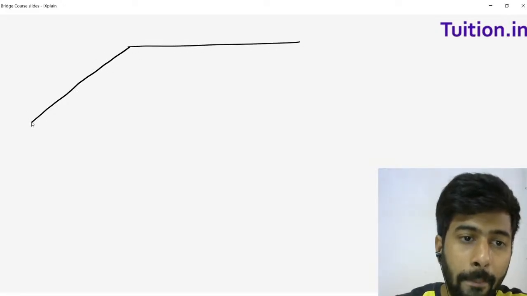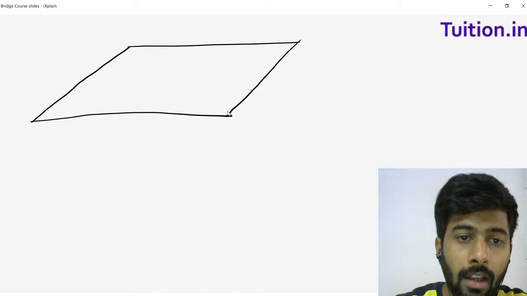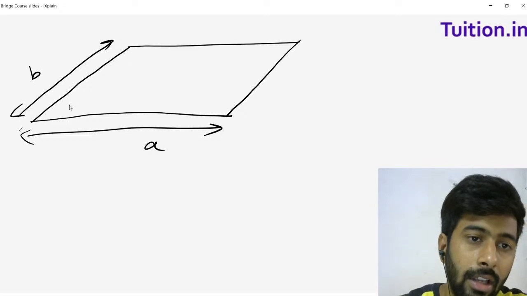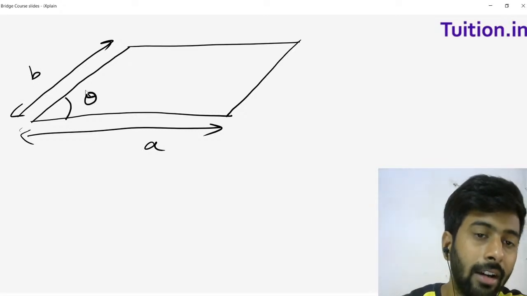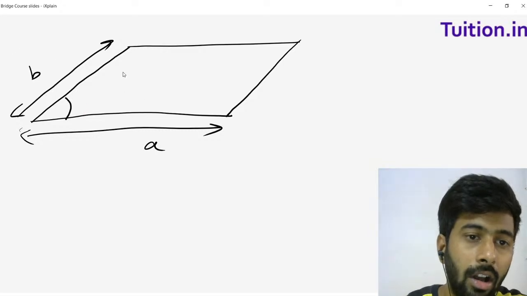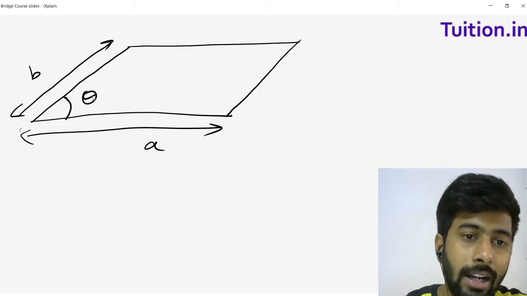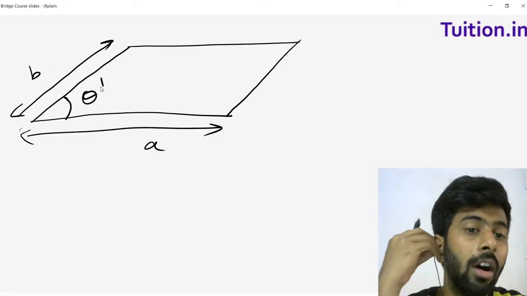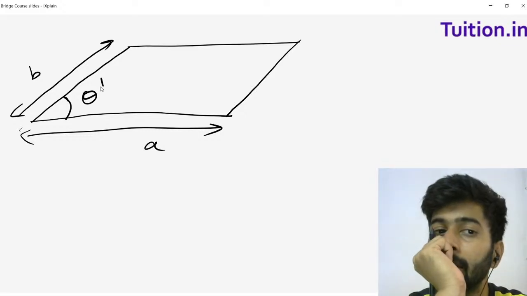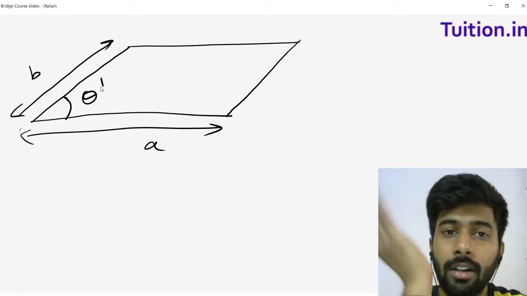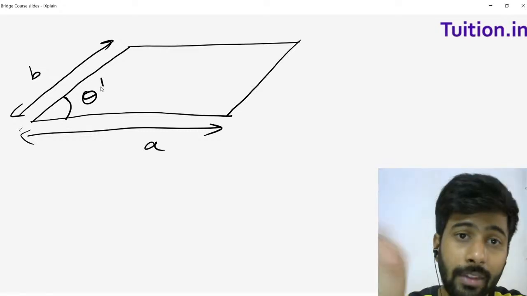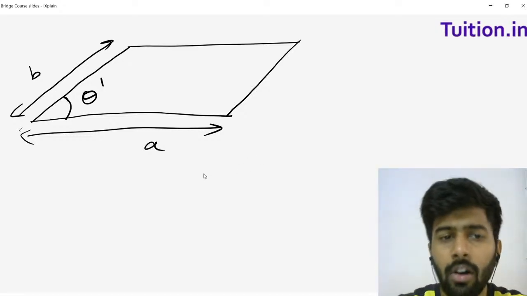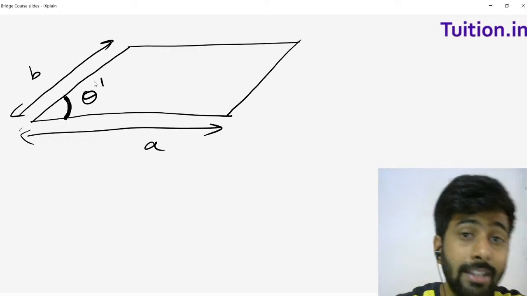If you have a parallelogram, if you know the length of one edge A, if you know the length of another edge B, if you know the angle between these two as theta, or let me say it's theta dash, because I don't want you to get confused, right? The theta that we have been referring to so far is all about the direction of the vector, like the angle that it makes with the positive x-axis. In most formulas of your textbooks, you will see this also as theta, but this theta is different from that.